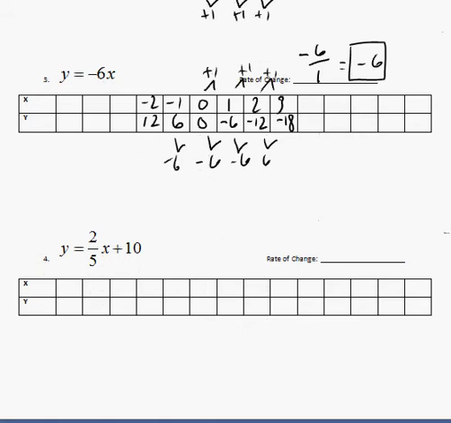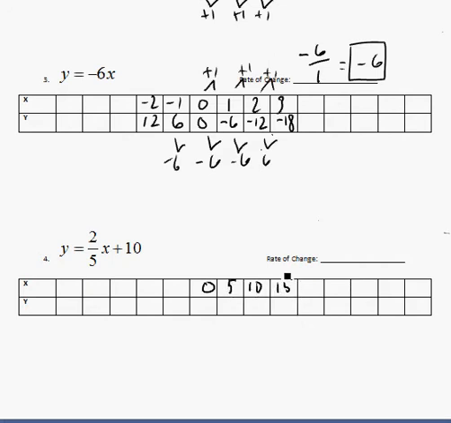Finally, number 4. Again, pause the video, see if you can make a table and determine the rate of change. Now, in the past few problems when I've made the table, I've made the x's increase by 1. But if I make the x's increase by 1, my y's will be fractions. And there's nothing really wrong with that exactly, but it might be easier to see the pattern if I make my x's go up by 5.